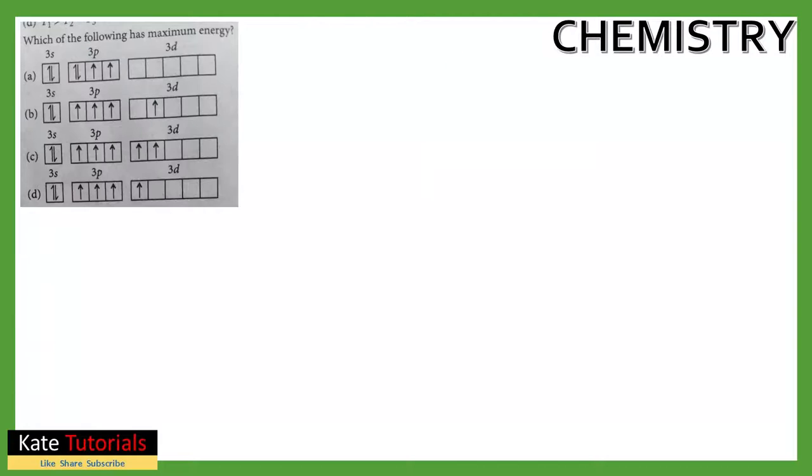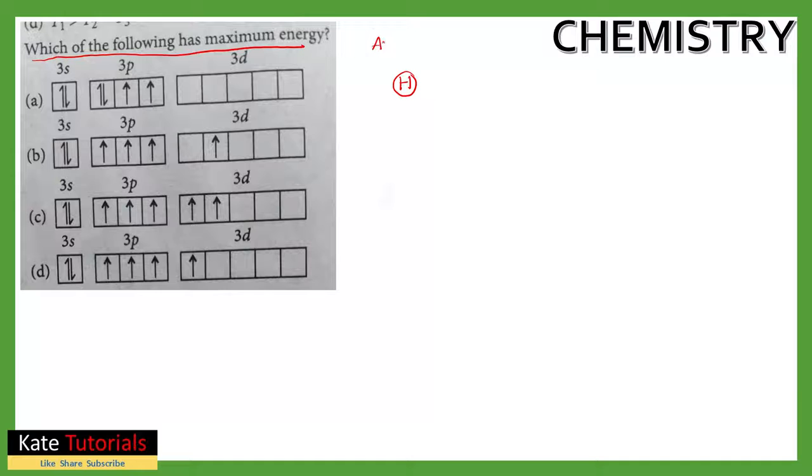There we have learned about the Aufbau principle, the n plus l rule, and again Hund's rule. One more rule is there: no two electrons can have all four same quantum numbers. That is the Pauli's exclusion principle. So these are the rules we have learned.